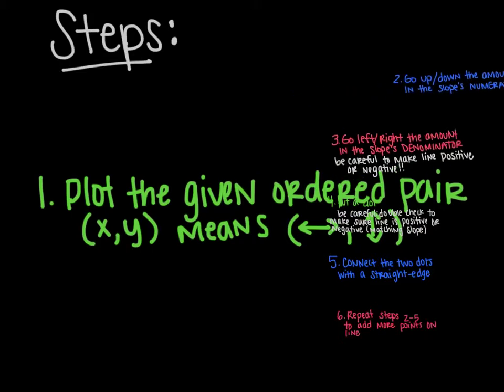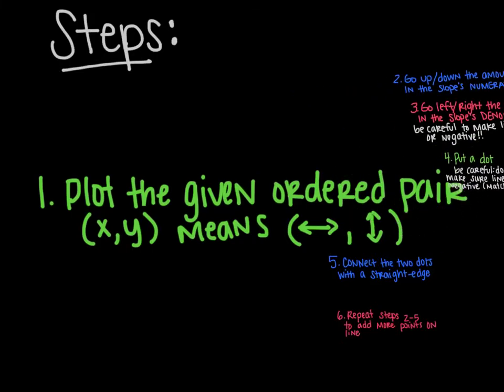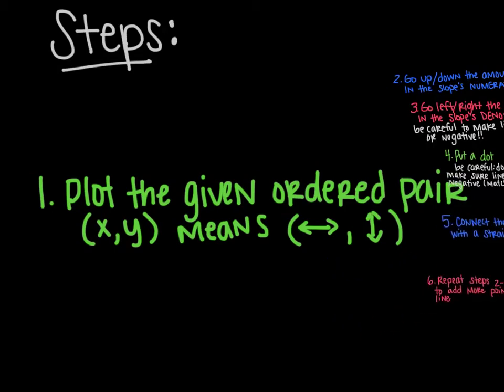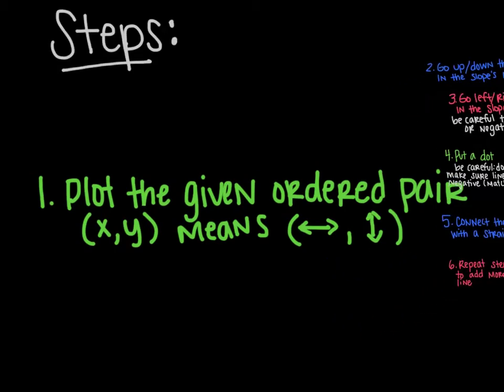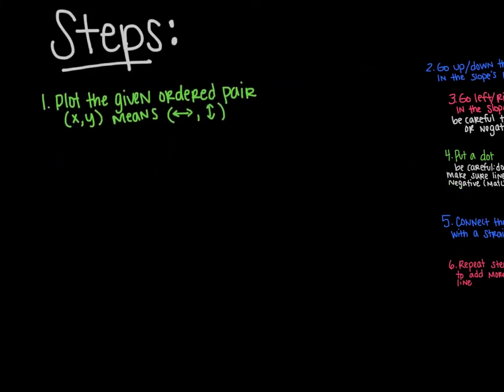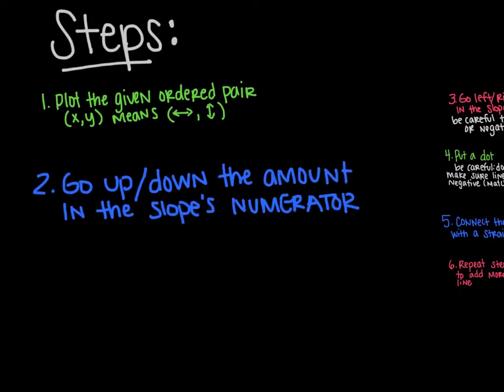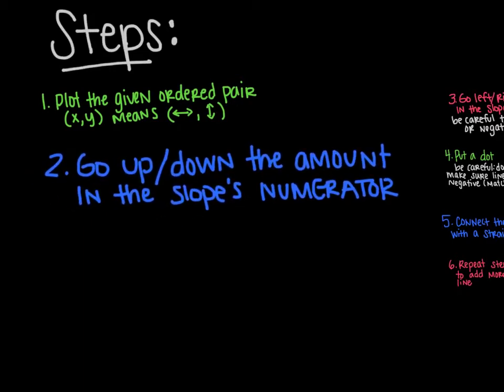And just a reminder that X means side to side, and then Y means up and down. So you're moving across the x-axis first, and then the Y. So plot the given points, or the given ordered pair. Number 2, go up and down the amount in the slope's numerator. So whatever that slope is, you're going up and down that amount.